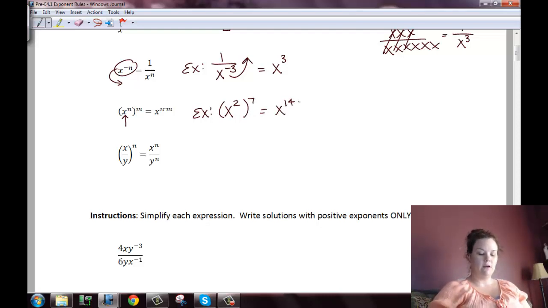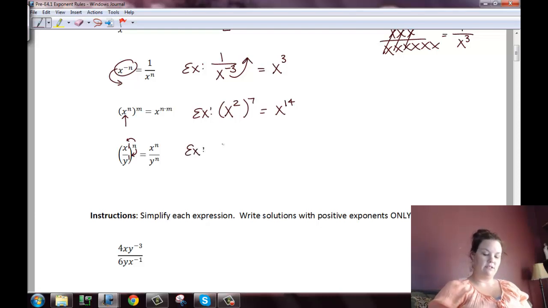Okay. And then this next rule is just an extension, saying that if we have a power that is around an entire fraction, we have to distribute that power to the base in the numerator and the base in the denominator, regardless of how many bases there are. So in other words, inside here, this is like x to the first, y to the first, and I'm distributing the n to their exponents, which would give me x to the n over y to the n.